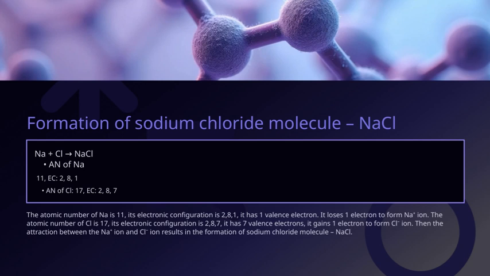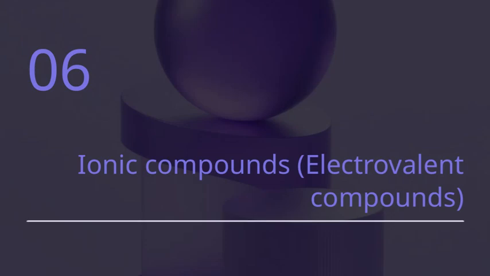This process beautifully illustrates how atoms attain stability through ionic bonding, which is a fundamental concept in understanding chemical compounds and their structures. Let's talk about ionic compounds, also known as electrovalent compounds. These are a special type of chemical compound formed through the transfer of electrons.